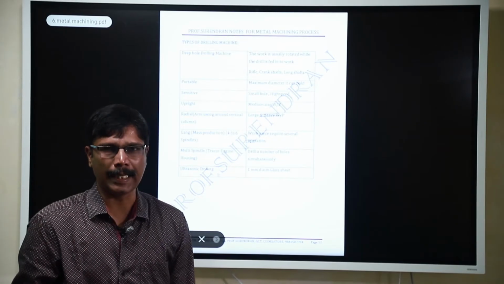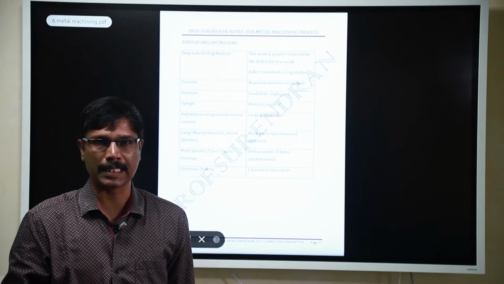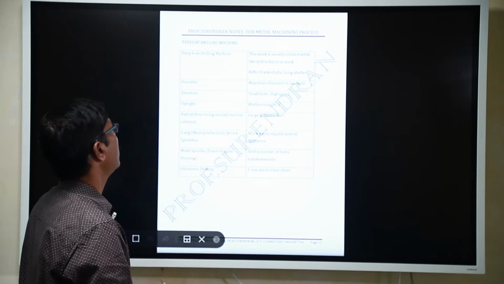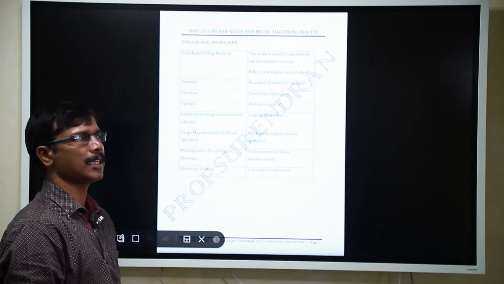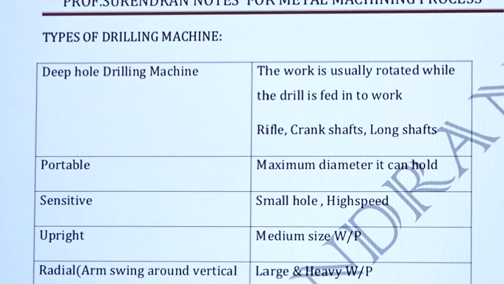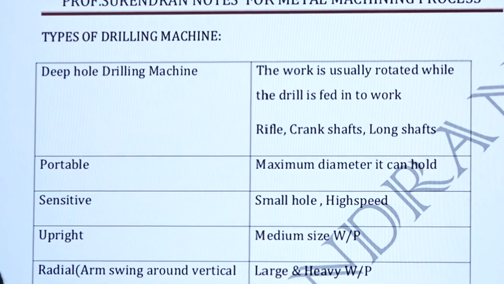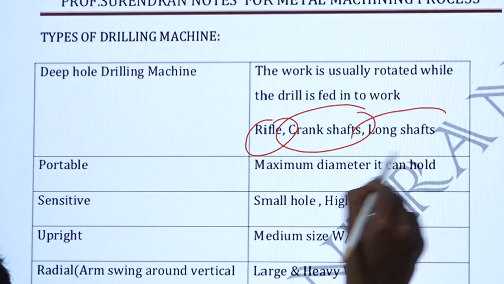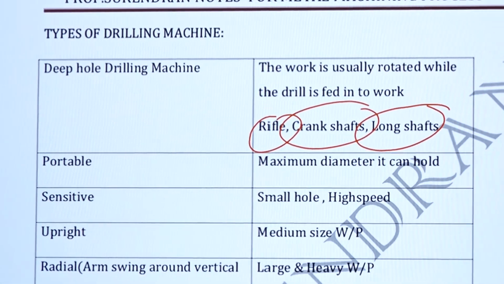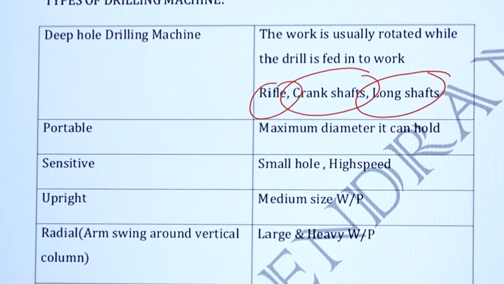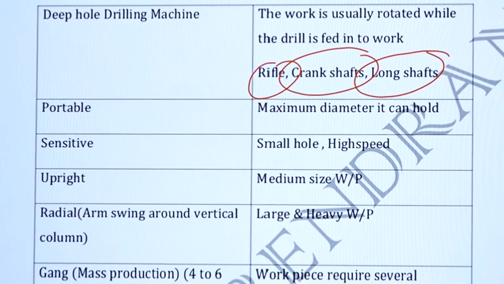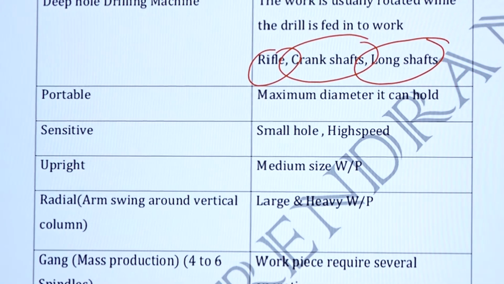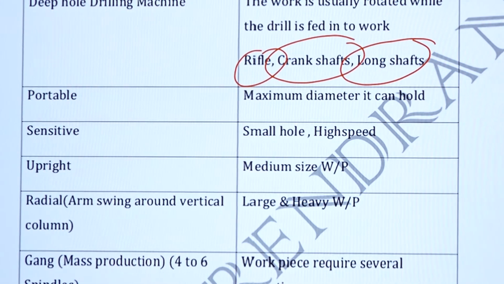So next we are going to discuss the types of drilling machine. Deep hole drilling machine is used to produce rifle barrels, crankshafts and long shafts. For all these things, deep hole drilling is used. And a portable drilling machine can be specified by the maximum diameter it can hold.